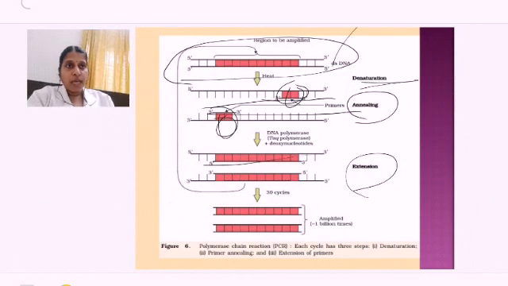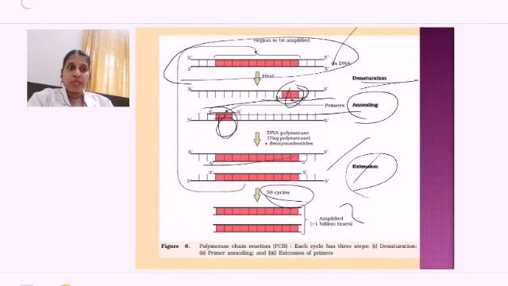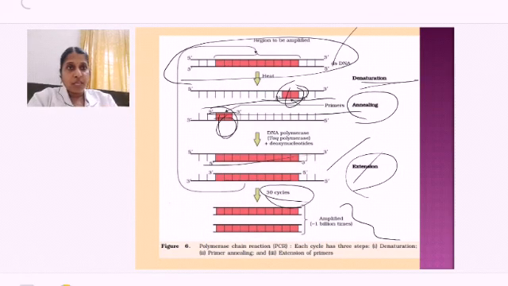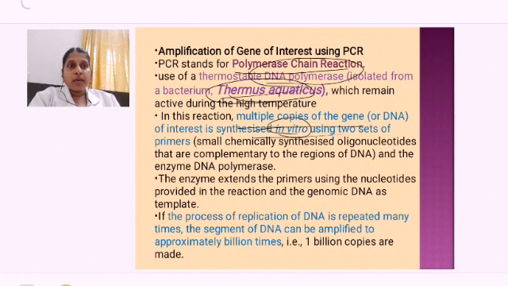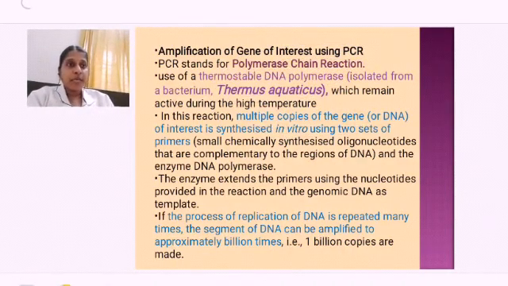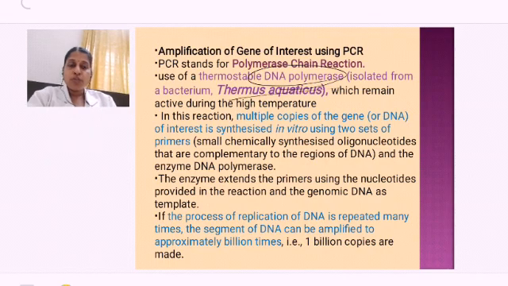This will form its own copy, this will form its own copy. So from one I am getting how many? Two I am getting. So like that, many cycles are repeated so that I get many copies of the gene of interest. So this process we call it as what? Amplification. For that, an enzyme is responsible. The enzyme name is what? DNA polymerase. So what is the name of the enzyme? DNA polymerase, which is produced from where?